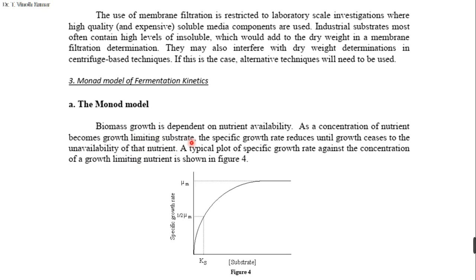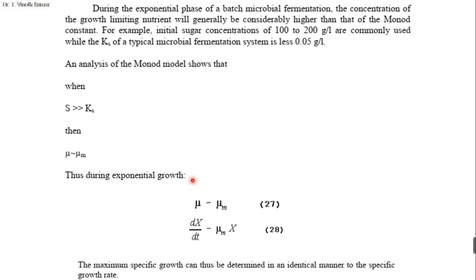How can we achieve mu m? So this mu m is calculated at the saturation point corresponding to the specific growth rate, that is called mu m. This can be calculated by using this. If mu m is approximately equal to mu, that means if the substrate concentration is equal to or more than Ks, in that condition mu is approximately equal to mu m. So I hope you understand the concept.